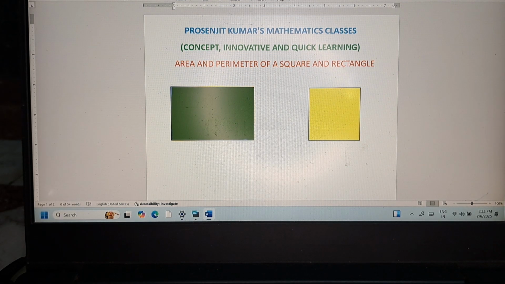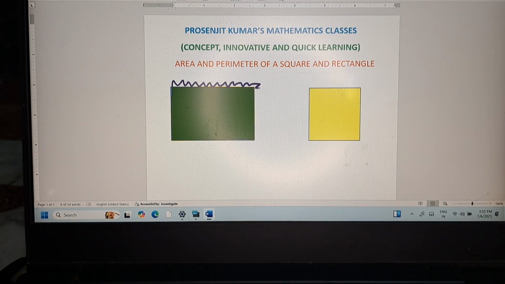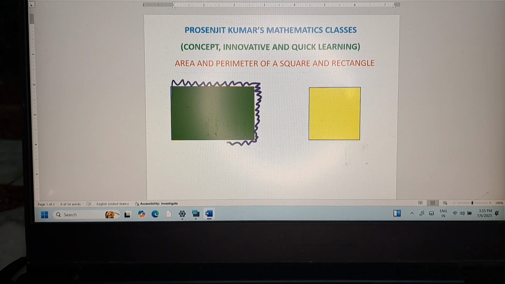Okay students, now suppose this is a plot of land. After purchasing the land, what do we have to do? We give the boundary. Since we own the land, we have to give the boundary. So when we are giving the boundary, this boundary is called the perimeter.